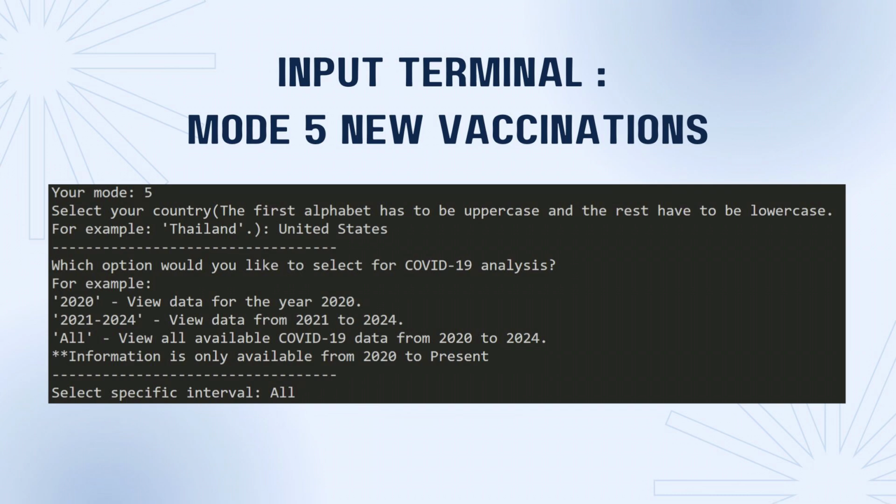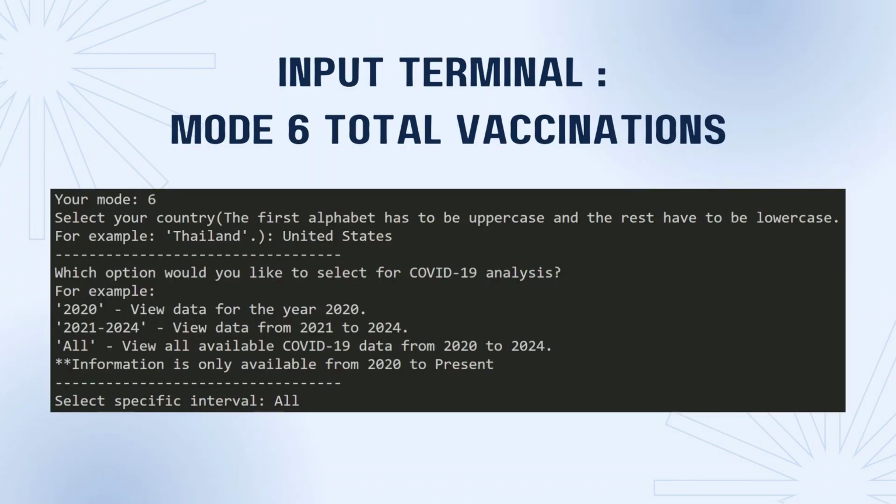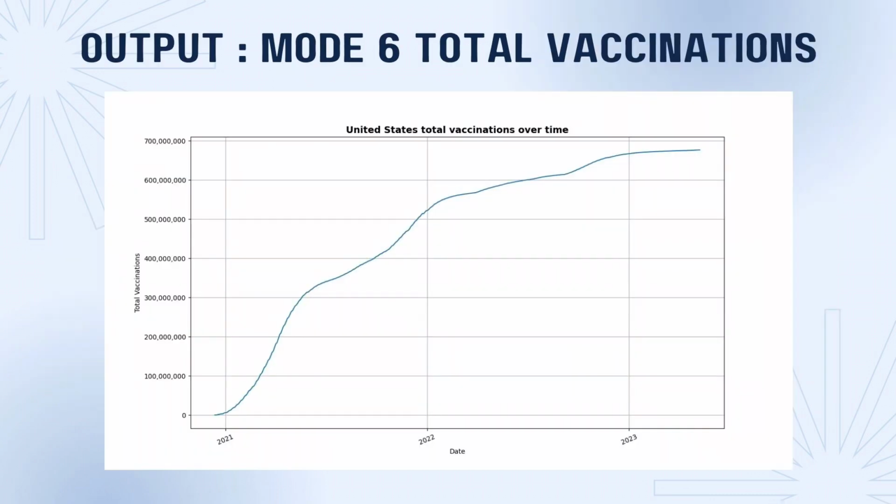In mode 5, users can view the daily number of new COVID-19 vaccinations. Again, they are prompted to enter a country and a specific date range or select all available data. The output shows the new vaccinations over time in the specific country. And next is our sixth mode, which is total vaccinations mode. We select United States, and this time we select to display all the data. As you can see on the graph, the program plots between date and total vaccinations.